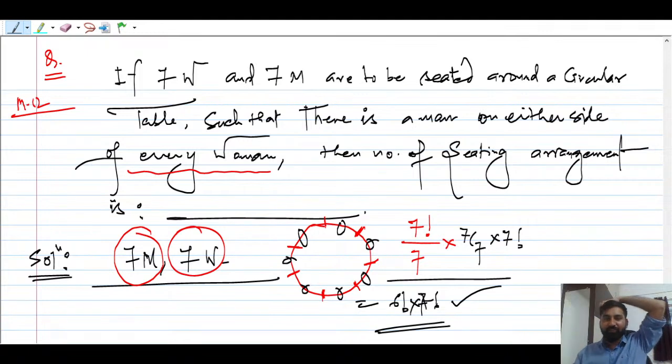So how many of you understood which method is easier? Is circular permutation easy, or is linear permutation easy? Which permutation do you like? I like this method. I mean, I like circular permutation.